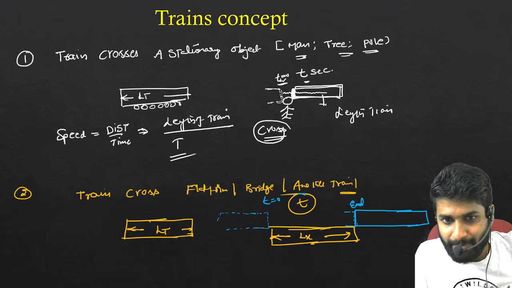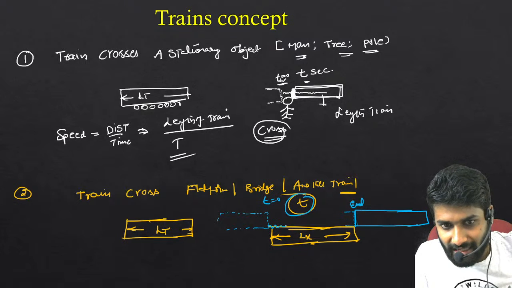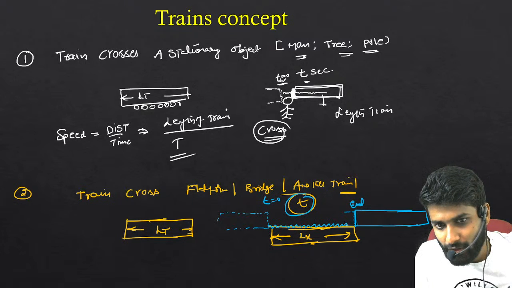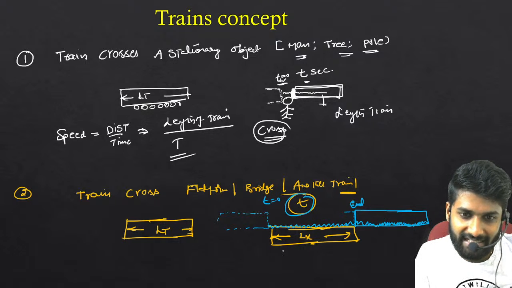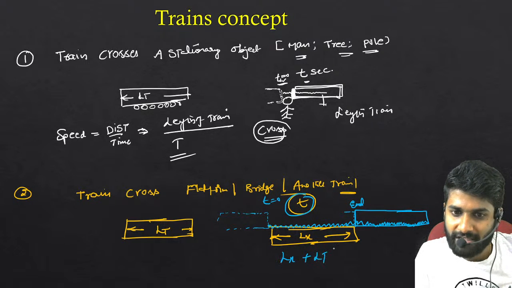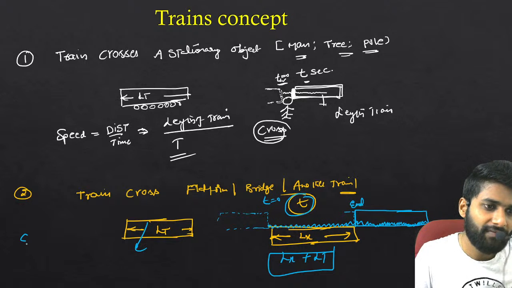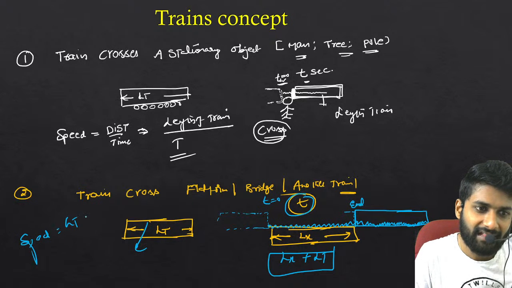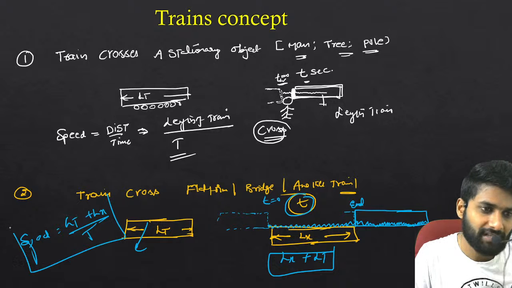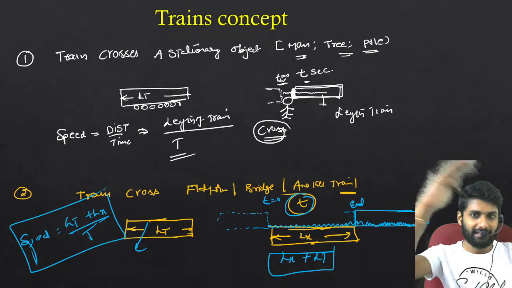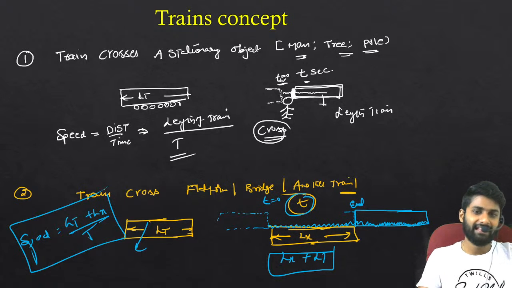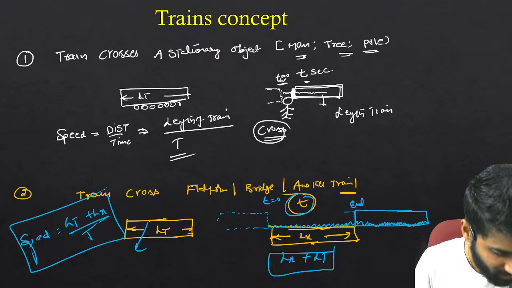Now in this particular case, the distance covered by the train is exactly equal to the length of the object plus the length of the train. So the speed of the train can be calculated: length of the train plus length of the object crossed in t seconds. If it is a stationary thing, there is no need to add that length. If there is any length, definitely you should add train length and object length, divided by the time taken to cross.